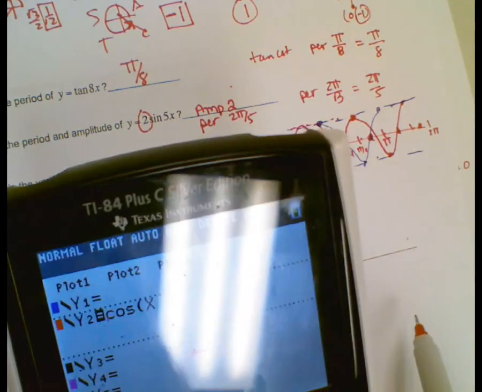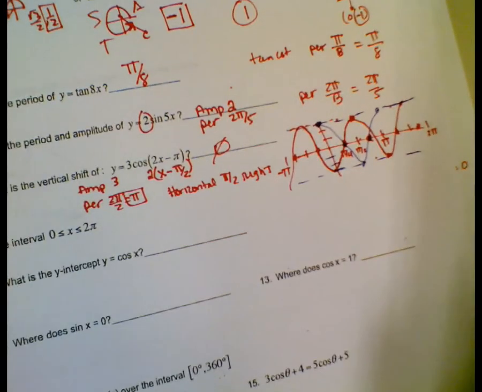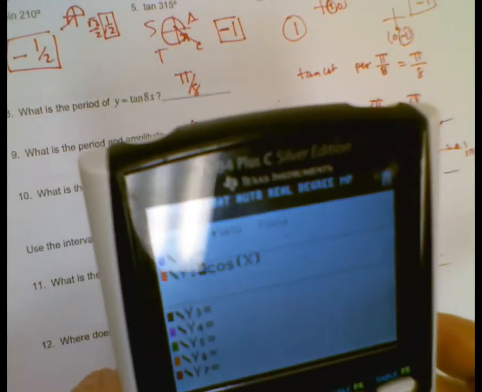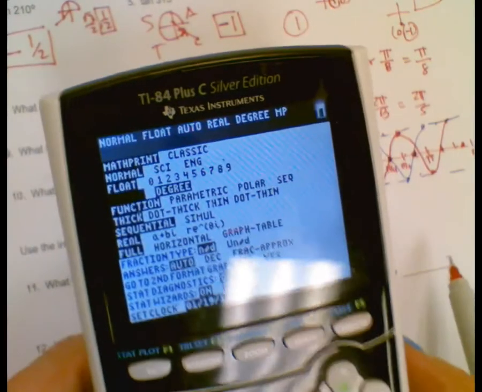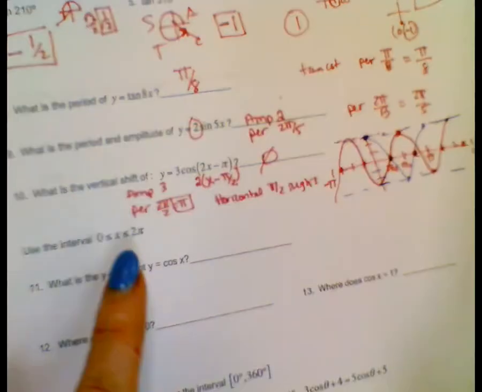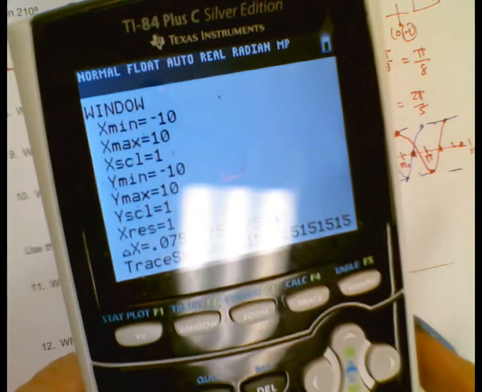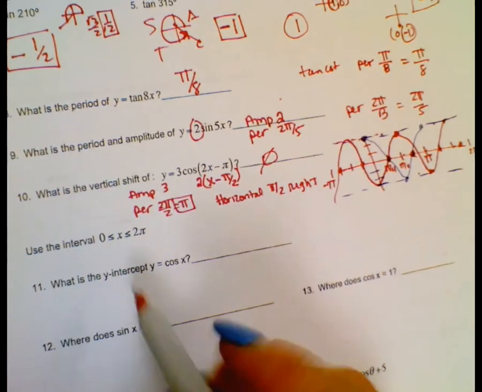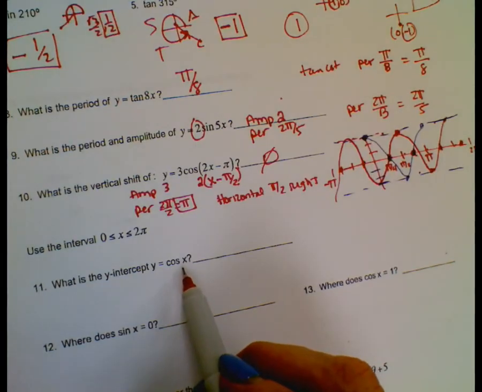We have cosine x. Now you have to know, do you want to be in degrees or radians? It looks like here, use the interval 0 to 2 pi. So we're going to have to switch our mode to radians. And then on your window, it says 0 to 2 pi. So that's very important. So the x min is 0. The x max is 2 pi.